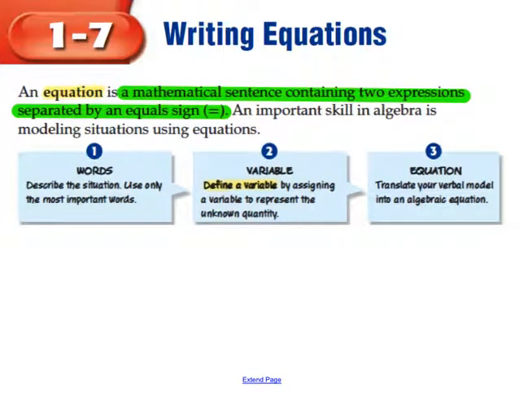In this lesson, we are going to work on writing equations. An equation is a mathematical sentence that has two expressions that are separated by an equal sign. Remember, a mathematical expression is something that has variables and numbers in it, and it also has different operations. It could be addition or multiplication. So we are going to be translating words into equations by defining variables and then solving those equations.